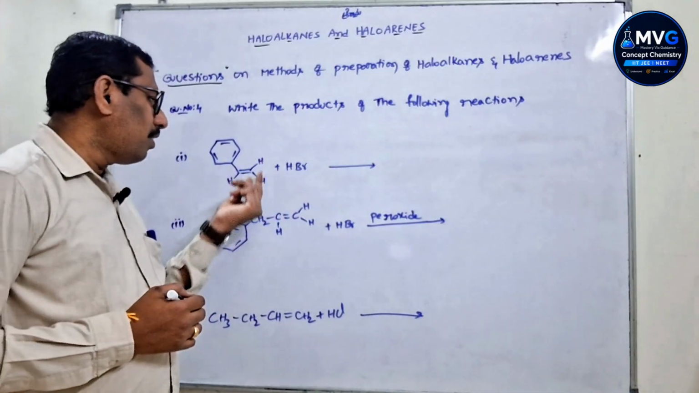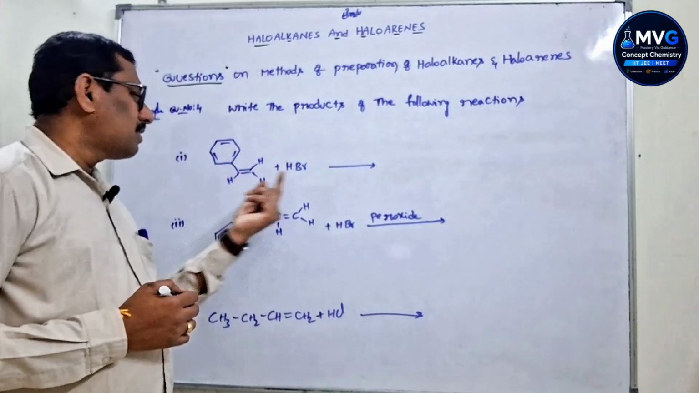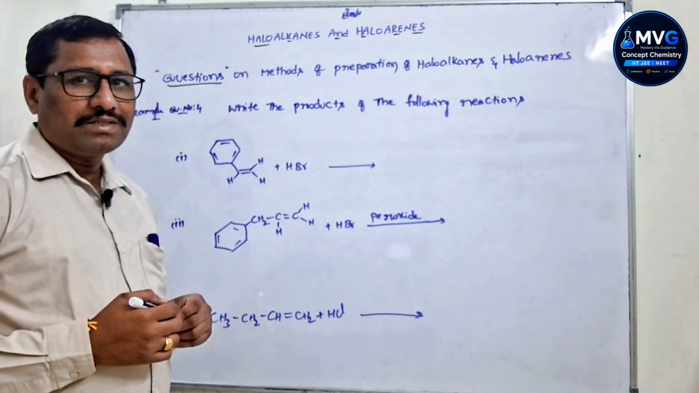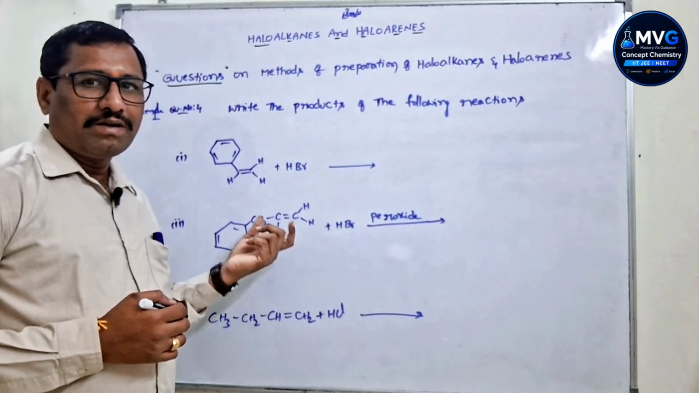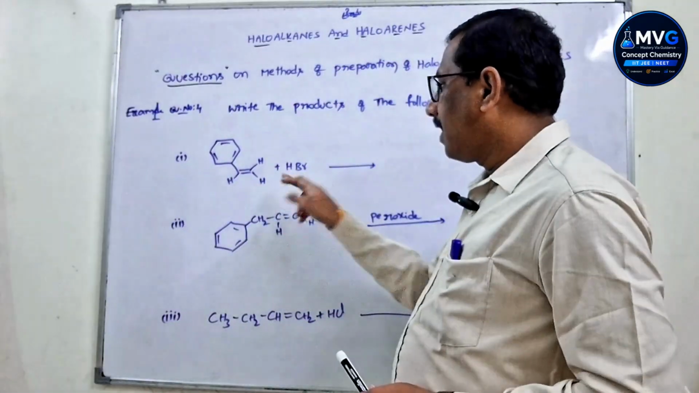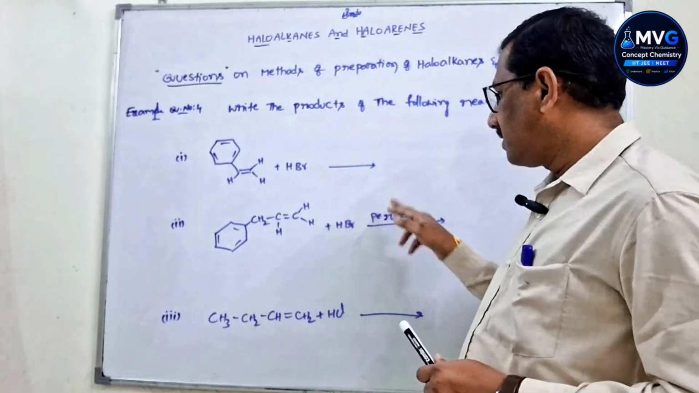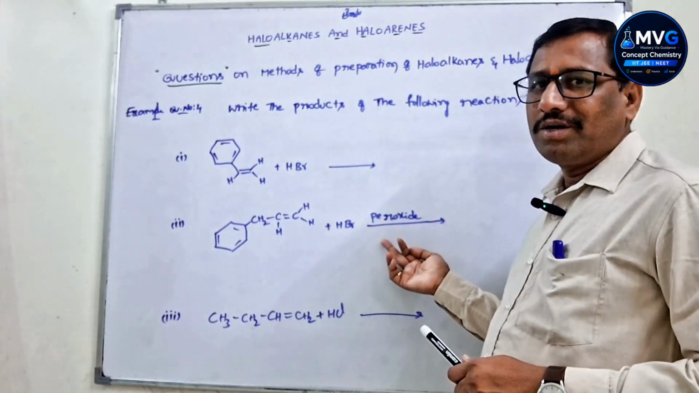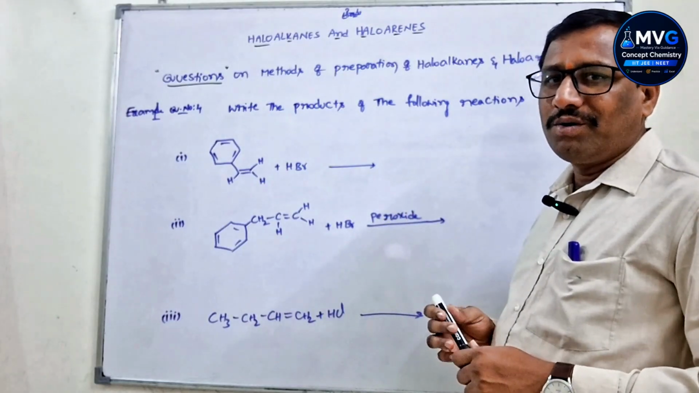Means here, where more hydrogens are there, hydrogen will attack. Where fewer hydrogens are there, the nucleophile Br minus will attack. That simple trick I gave, students. The same, if peroxide is there, it is opposite to that. More hydrogen side, hydrogen will attack; less hydrogen side, Br is attacking. That opposite, where peroxide is there, is called the anti-Markovnikov addition rule. This is the Markovnikov addition rule, this is the anti-Markovnikov addition rule.